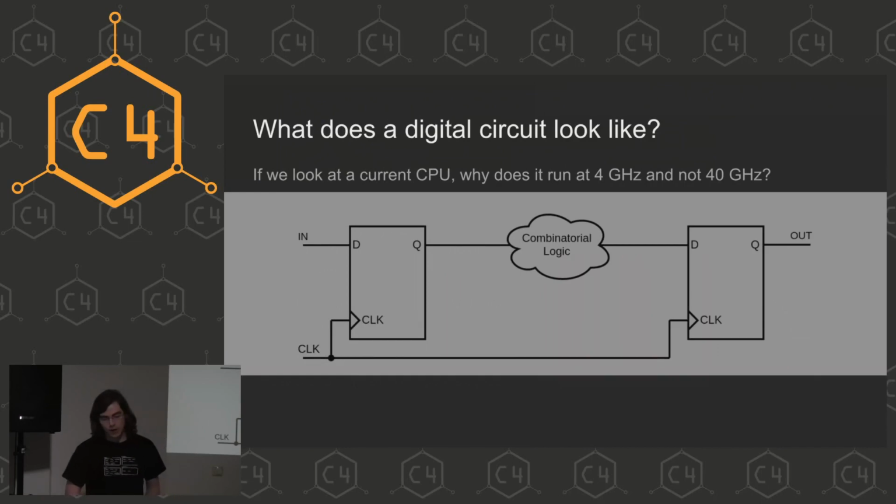Now, if we combine these two things, it looks something like this. And a modern CPU, for example, why does it run at 4 gigahertz and not 40 gigahertz? I mean, we can create clocks that are, I don't know, 40 gigahertz, apart from the electrical problems that you're going to get because this is a very high frequency. The reason for that is that a chip usually works like this. You have this D flip-flop, which saves some value.